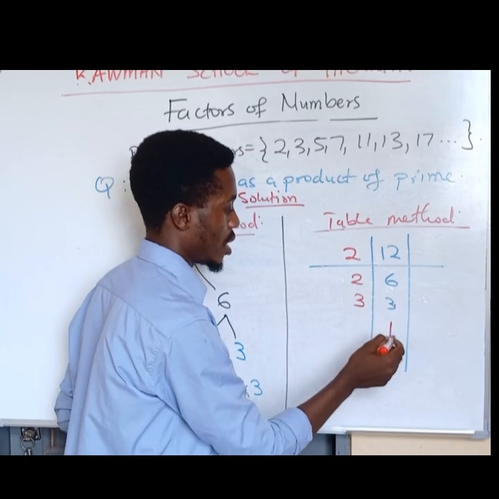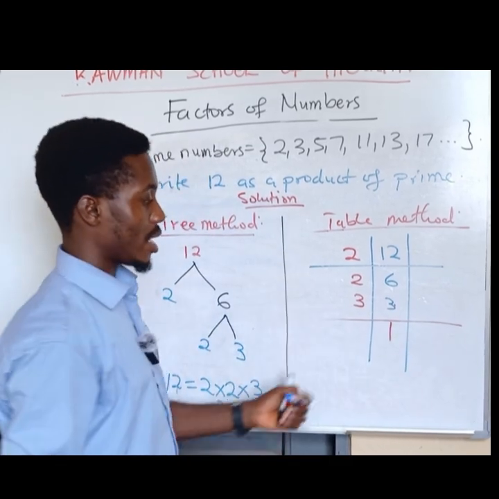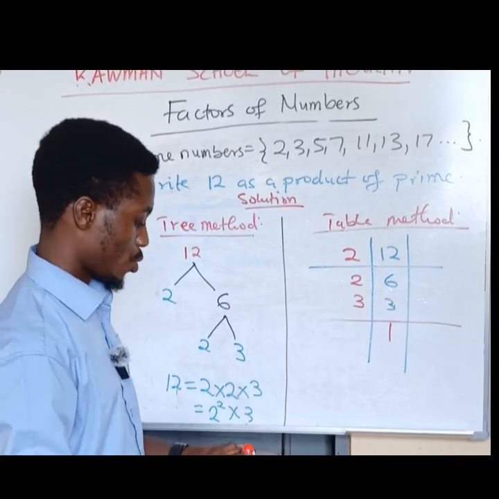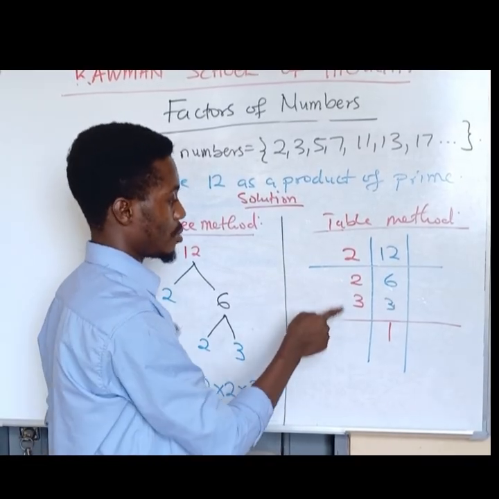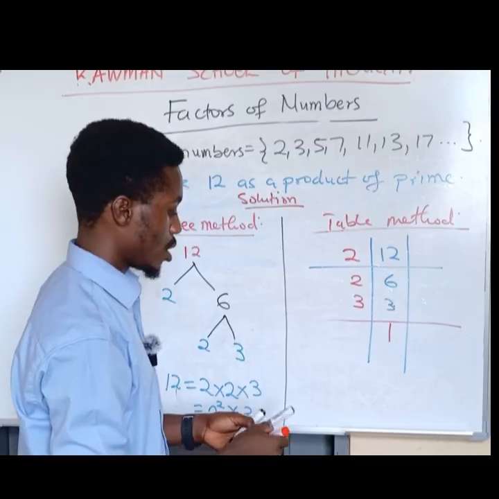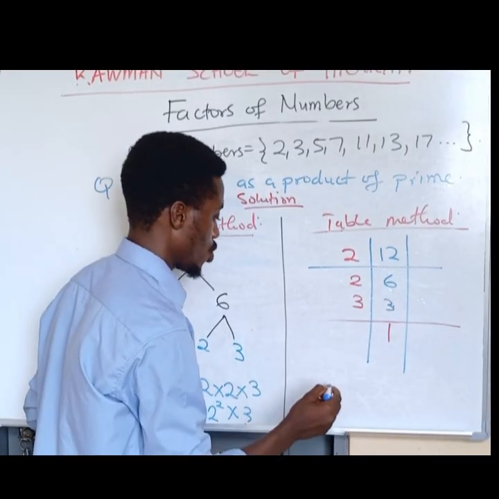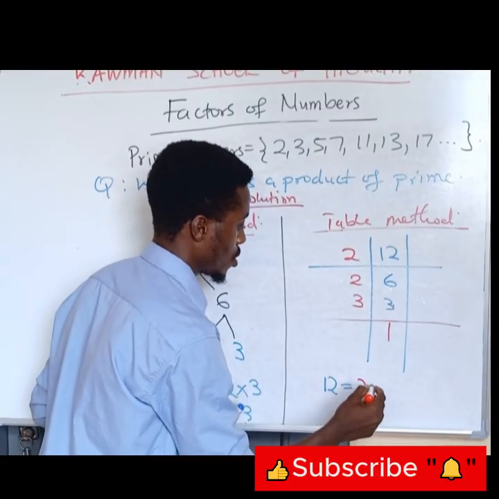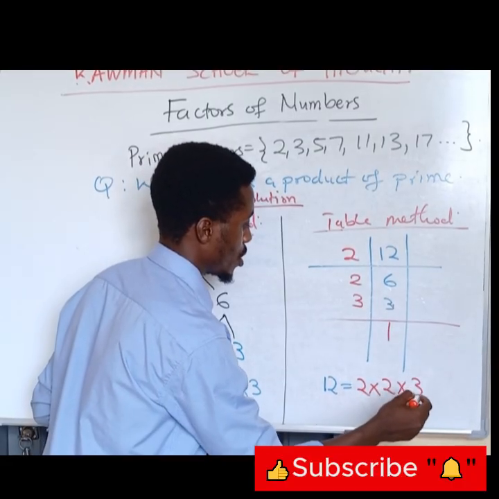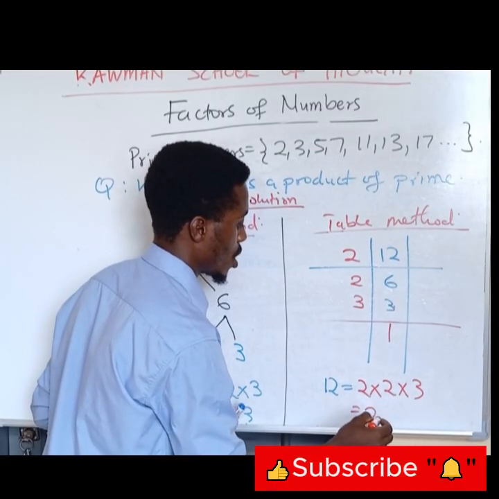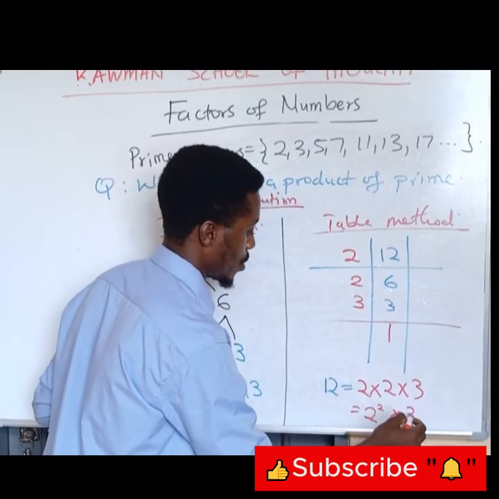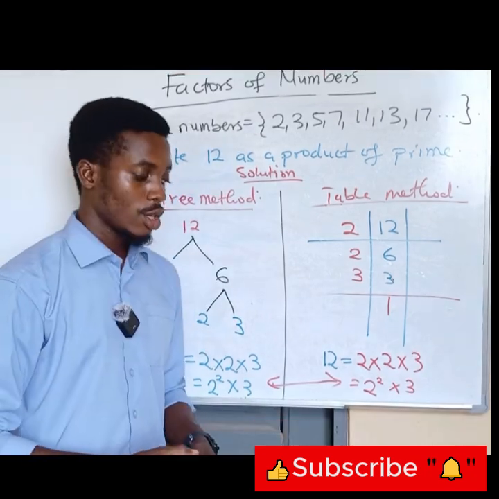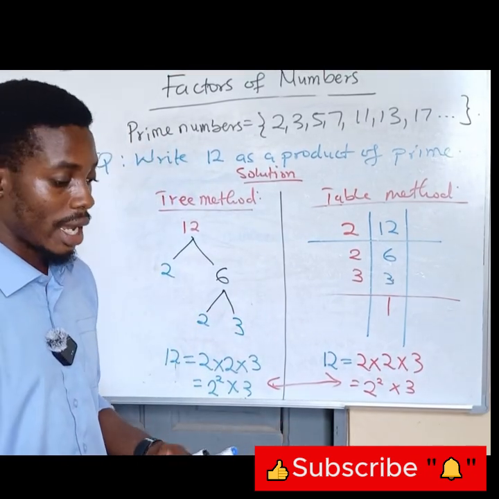3 goes here, 1. In this case, the 1 is an indication that you have finished dividing. So what you're going to be working with are these numbers over here in red. So 12 is going to be equal to 2 times 2 times 3, which is equal to 2 raised to the power 2 times 3. Have you seen it? Same answer. Whichever one you use is allowed.